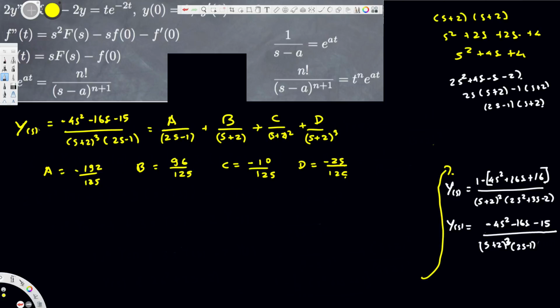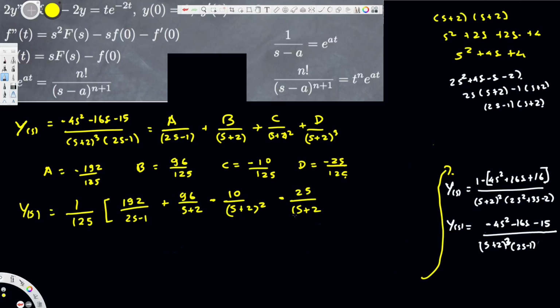So we can go ahead and write our function. Y of s is going to be equivalent to A over 2s minus 1, but to avoid too many constants inside, we can take 1 over 125 common. If we do that, this is going to be 1 over 125 multiplied by 192 divided by 2s minus 1, plus 96 divided by s plus 2, then plus negative 10 over (s plus 2) squared. Then instead of D, we replace that with negative 25 over 125. So this is going to be negative 25 over (s plus 2) cubed.